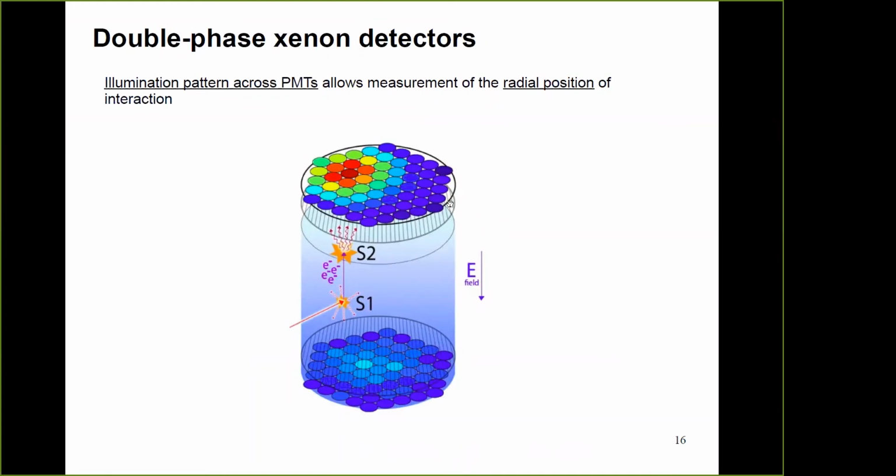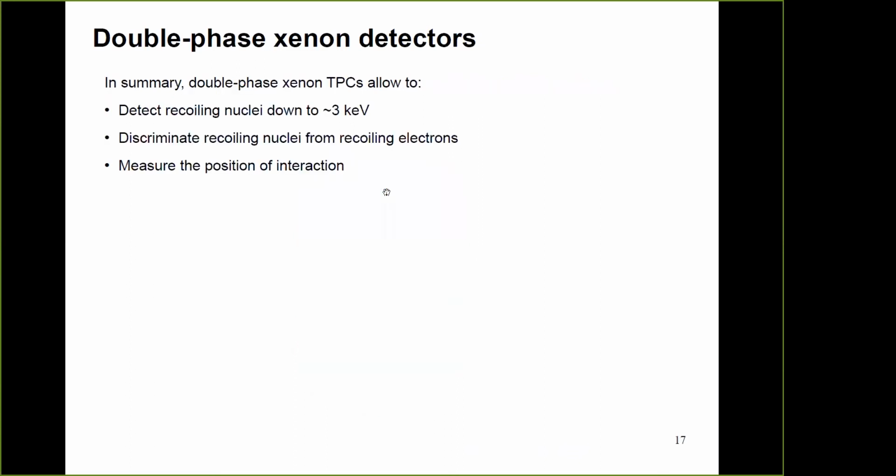an array of PMTs, we also have some radial position. By looking at which PMTs fire and how the light distributes over the PMTs, we have radial position information too. So summarizing, with our dual phase xenon TPC, we can detect recoiling nuclei down to approximately 3 keV, have electron recoil, nuclear recoil discrimination, and also have position information.